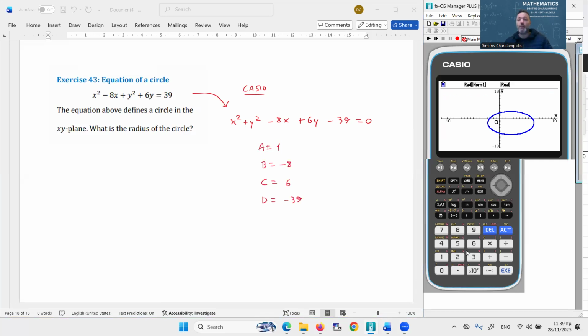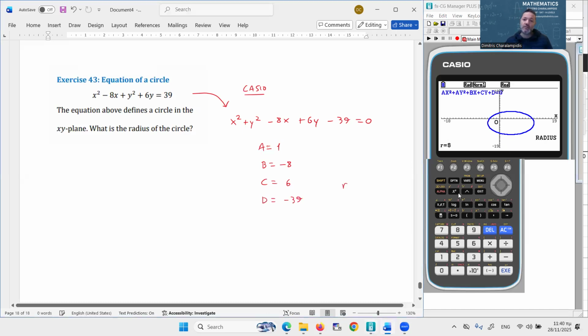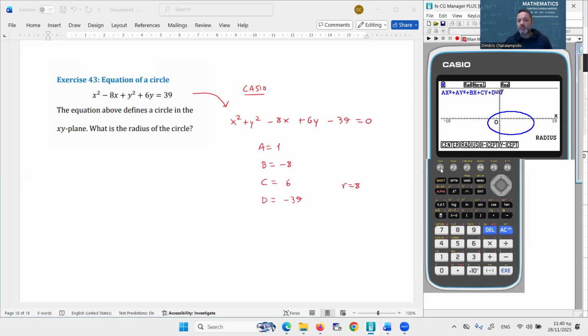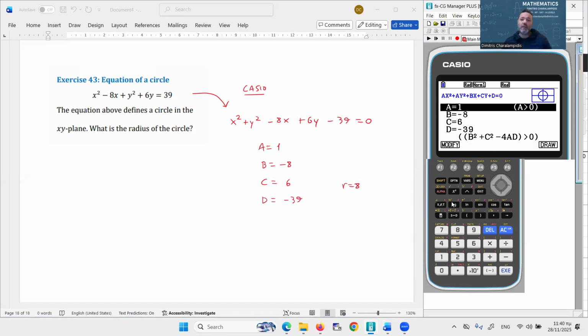This is a circle, although it looks like an egg, it is a circle. It looks like that due to bad scaling. And luckily, my calculator has just 2 buttons to find the radius. Gsolve radius, there it is. R equals 8. Even if I wanted to calculate the center, I would have followed Gsolve and then center. So the radius for that would have been 8.